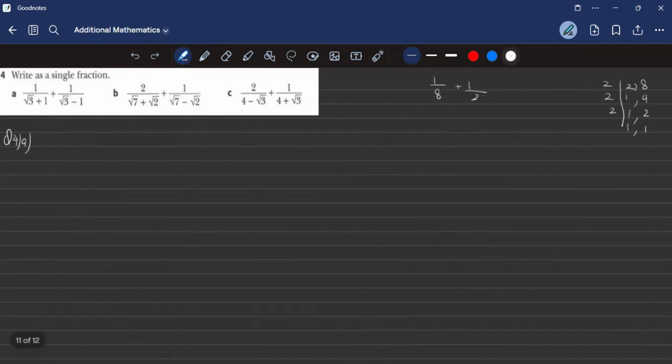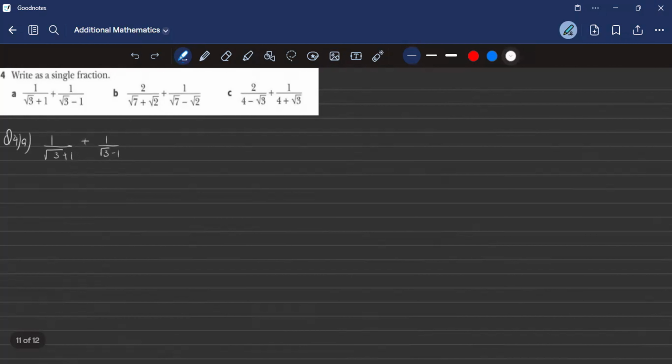So we are going to configure how to solve this. I don't think it should take a lot of time. Just write it as a single fraction. So basically, when we write something as a single fraction, 1 divided by under root 3 plus 1, plus 1 divided by under root 3 minus 1. So basically what we are going to do is we multiply this section by this thing, and we multiply this by the second value. So that's basically what happens.